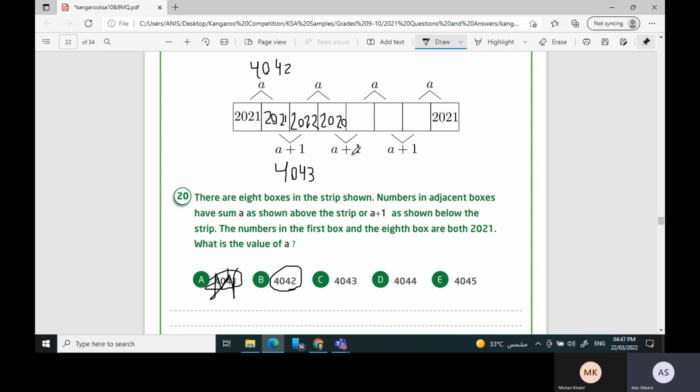For A plus 1, 4043, it's going to be 2023. Okay, after that, it's going to be 2019. It's going to be 2024. 2019 and 2024. Okay, so are we fine here? If we added these two, we're not going to get A, or we're going to get it? No. So if we add them, we're going to get it wrong as well. 2045. I think E is the correct answer. Try E. Okay, let's try E. I'm going to try it.